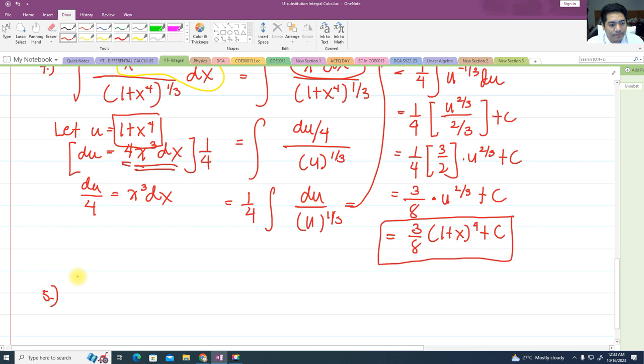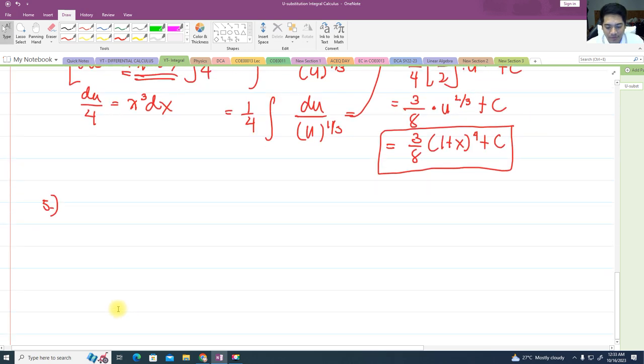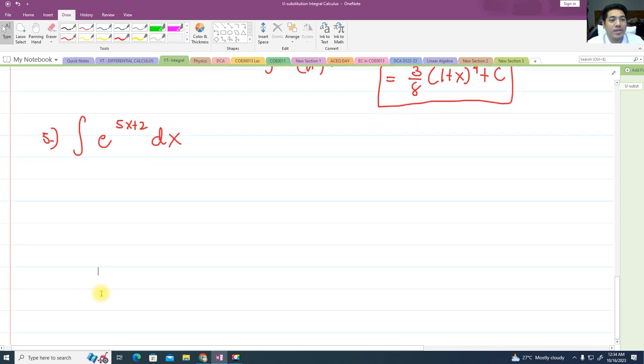So for number 5, I have the integral of e raised to 5x plus 2 dx. So we have here an exponential function. Usually, if you're going to recall, we know that the integral of e raised to x dx is simply e raised to x plus c. So as much as possible, we want to reduce this into a single variable. So if we also get the integral of e raised to u du, that would be e raised to u plus c also. So I'm going to let u be 5x plus 2.